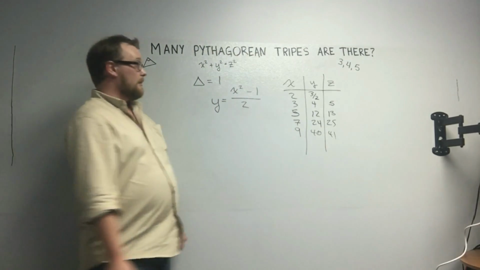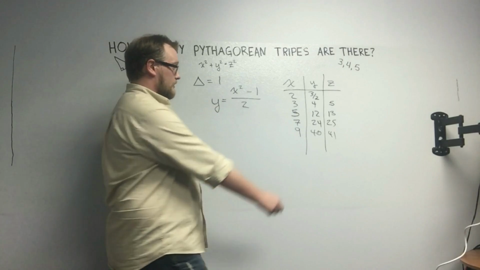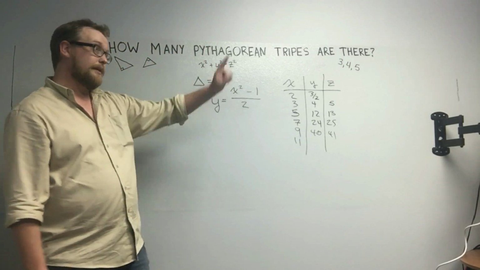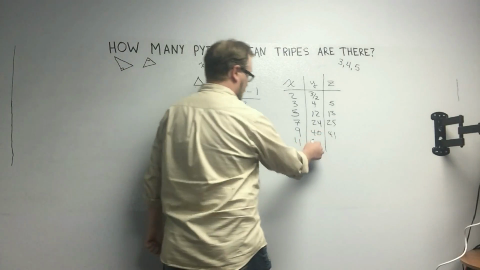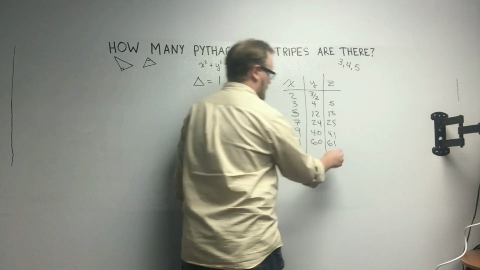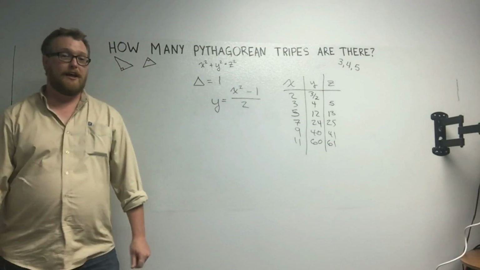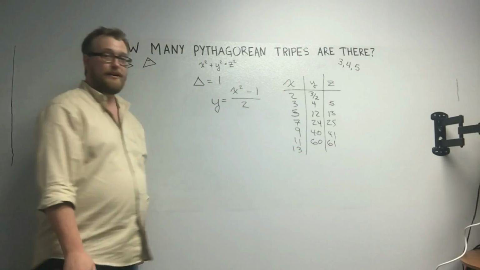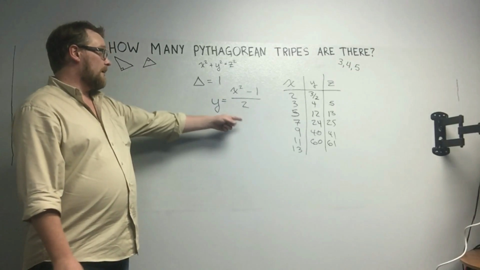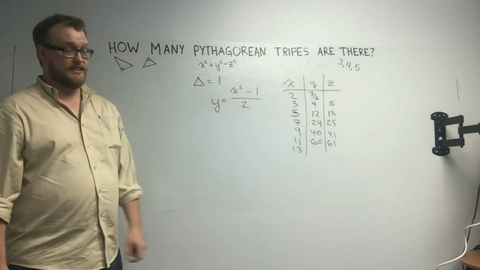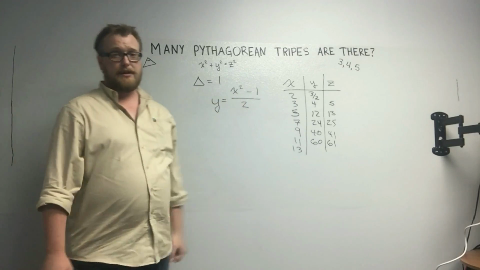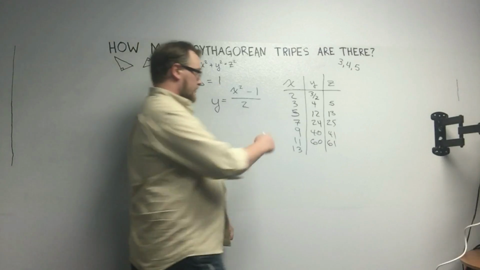I can keep going. We can do 11. So that's 121 minus 1, which is 120. 120 divided by 2 is 60. 61. You do another one? One more, just for fun. 13. 13 squared is 169 again. 169 minus 1 is 168. 168 divided by 2 is 84.